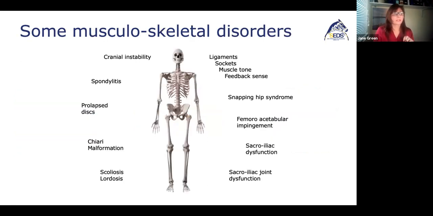So some of the issues we have, and they're not all here. Some of you may have them, but I've got this, I've got that. These are just some of them. These are musculoskeletal disorders. And because our connective tissue is much weaker and more lax and elastic, we're less likely to keep our joints within a stable range.